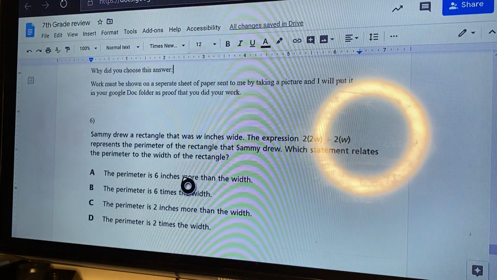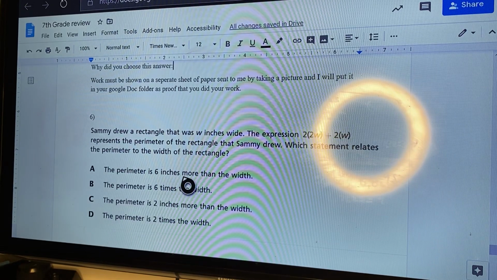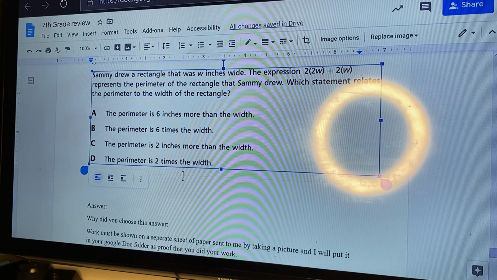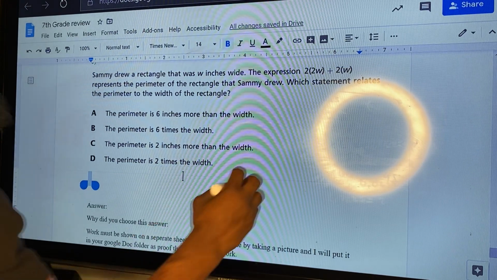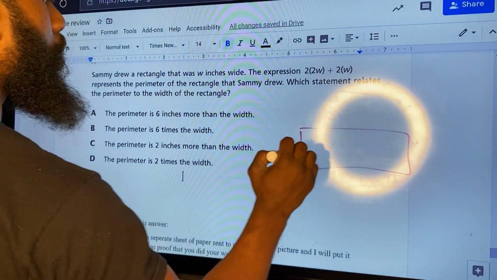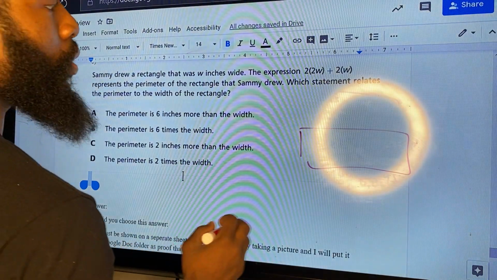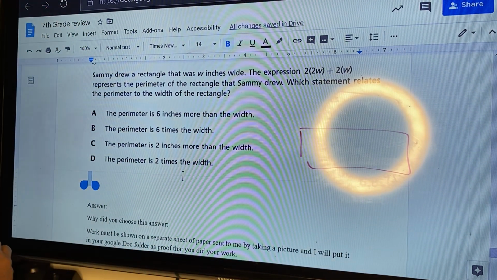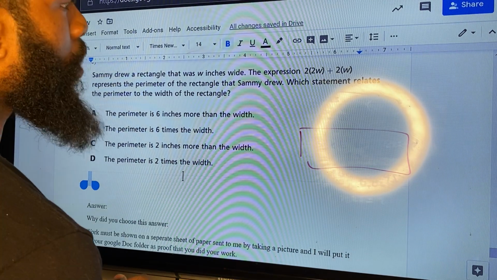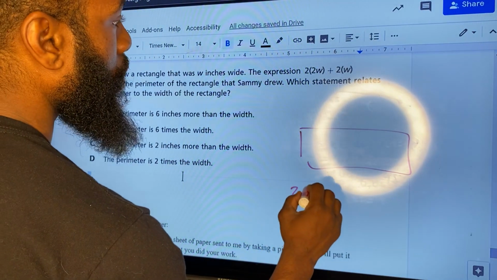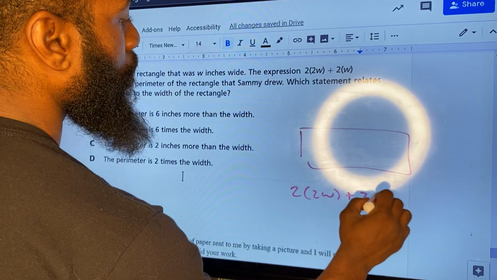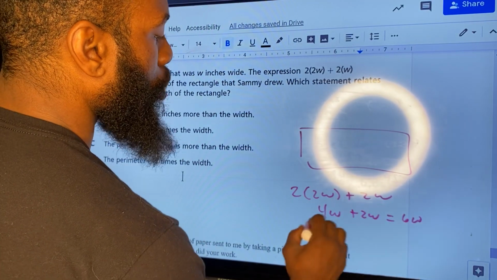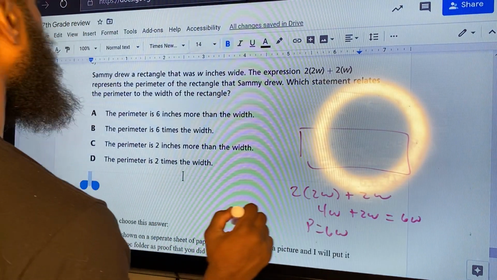Last but not least, so Sammy drew a rectangle that was W inches wide. I already drew it. And the expression was 2 times 2W plus 2W, which represents the perimeter. Okay, so 2 times 2W plus 2W. This is 4W plus 2W is 6W. So the perimeter is 6W.